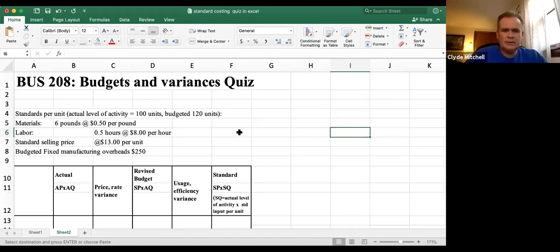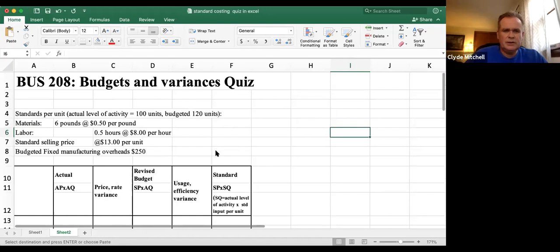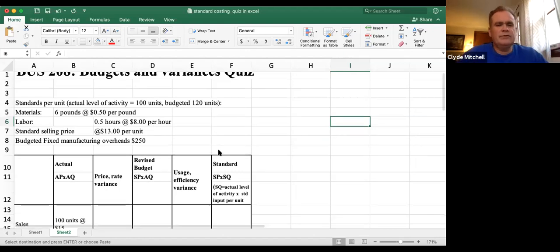Okay, so in this quiz, we've been given information. The actual units produced were 100. We're not really concerned about the 120 budgeted at this stage. Materials, 6 pounds of materials at 50 cents a pound. Labor, 5 hours at $8 an hour. Budgeted selling price $13 and budgeted fixed cost 250.